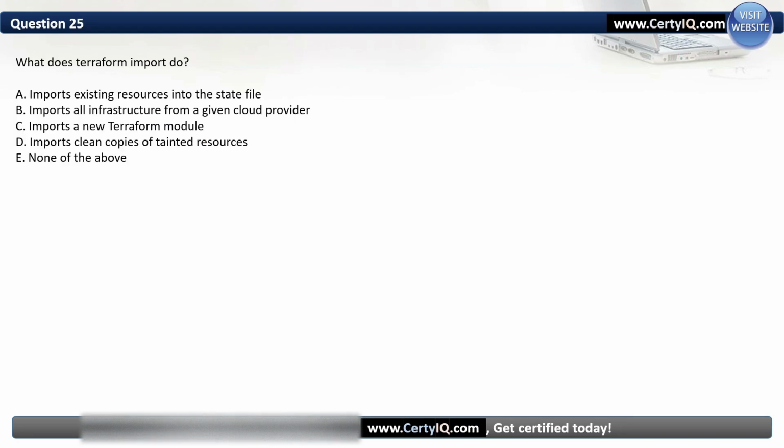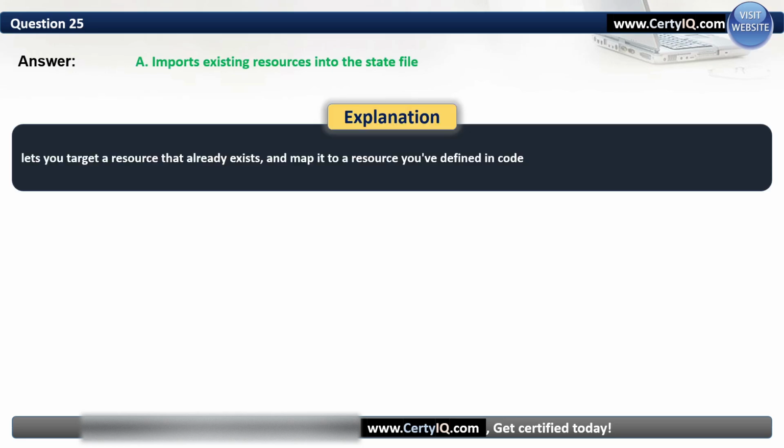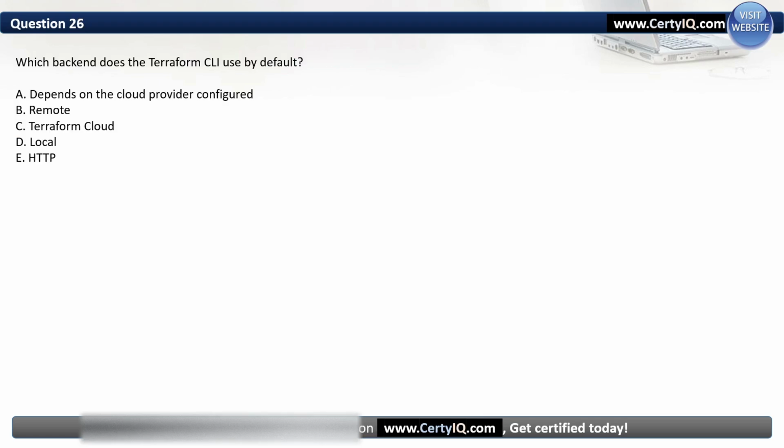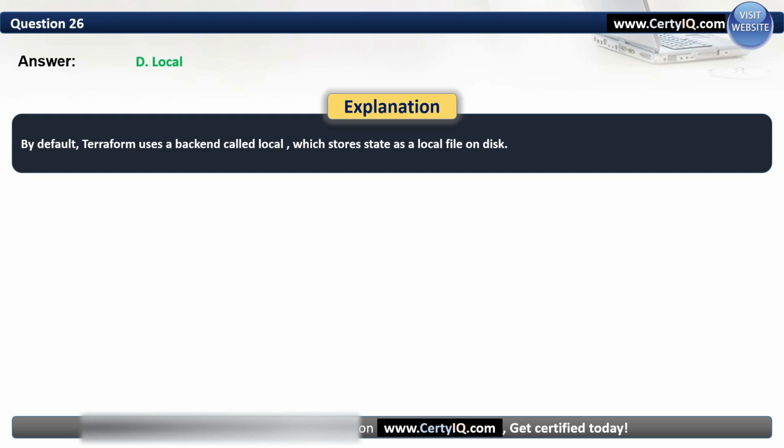Question 25. What does Terraform import do? The correct option is A. Imports existing resources into the state file. It lets you target a resource that already exists and map it to a resource you have defined in code. Question 26. Which backend does the Terraform CLI use by default? The correct option is D. Local. By default, Terraform uses a backend called local, which stores state as a local file on disk.